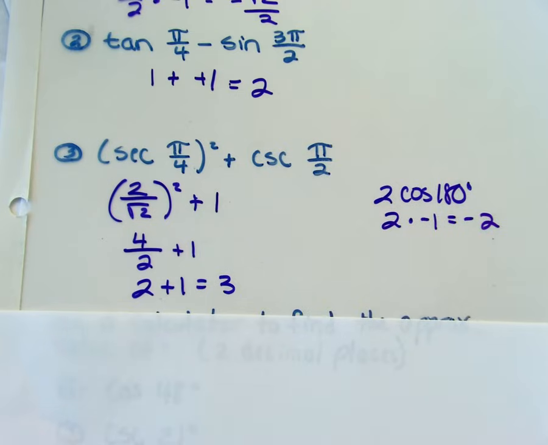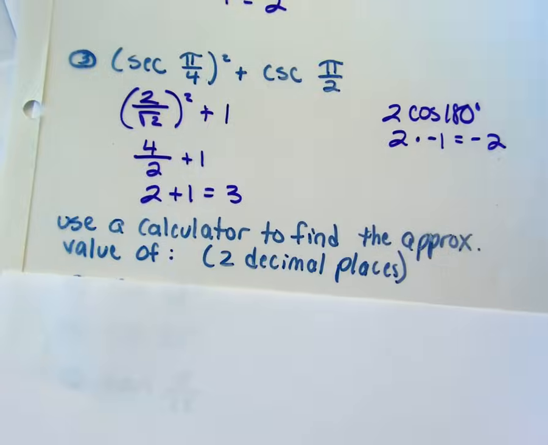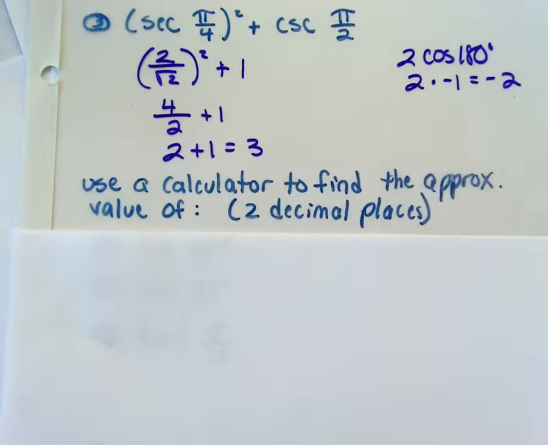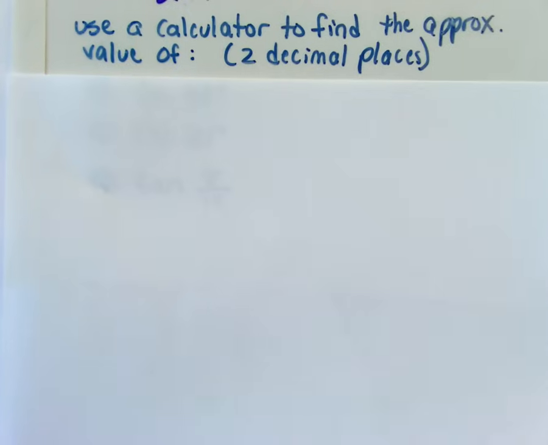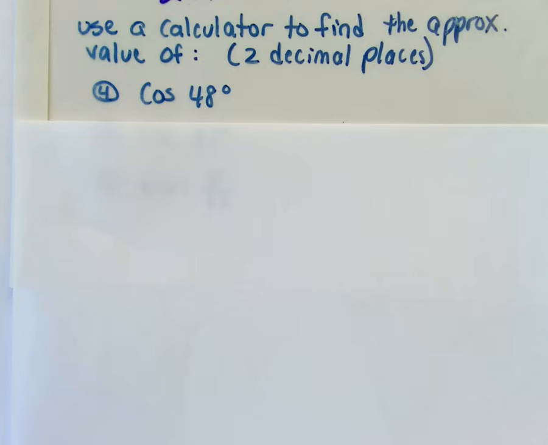Now we're going to take a little look at the decimal approximation. So go ahead and write this down. And again, if I go through too quickly, hit pause so you can write all this down. I'm not going to spend a lot of time just standing here waiting for you to write. So if you need to pause, then just pause. Here it says use a calculator to find the approximate value of, and then it says 2 decimal places. So when you read things like calculator or approximation, that's obviously when you're going to be using the calculator.